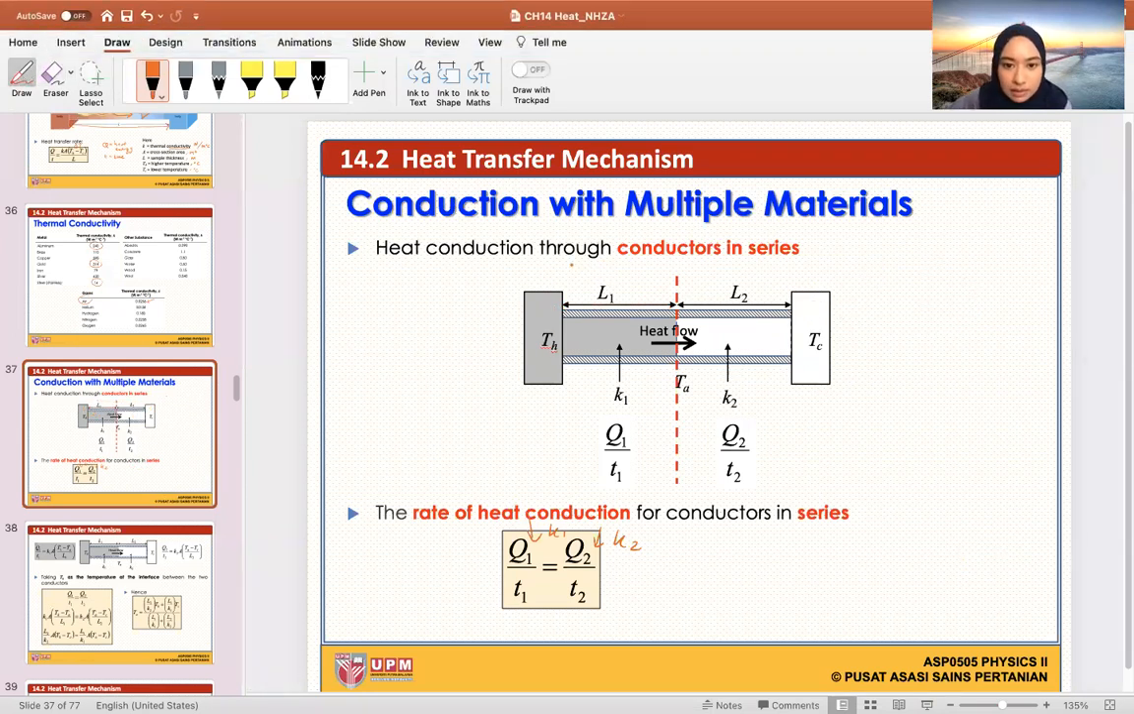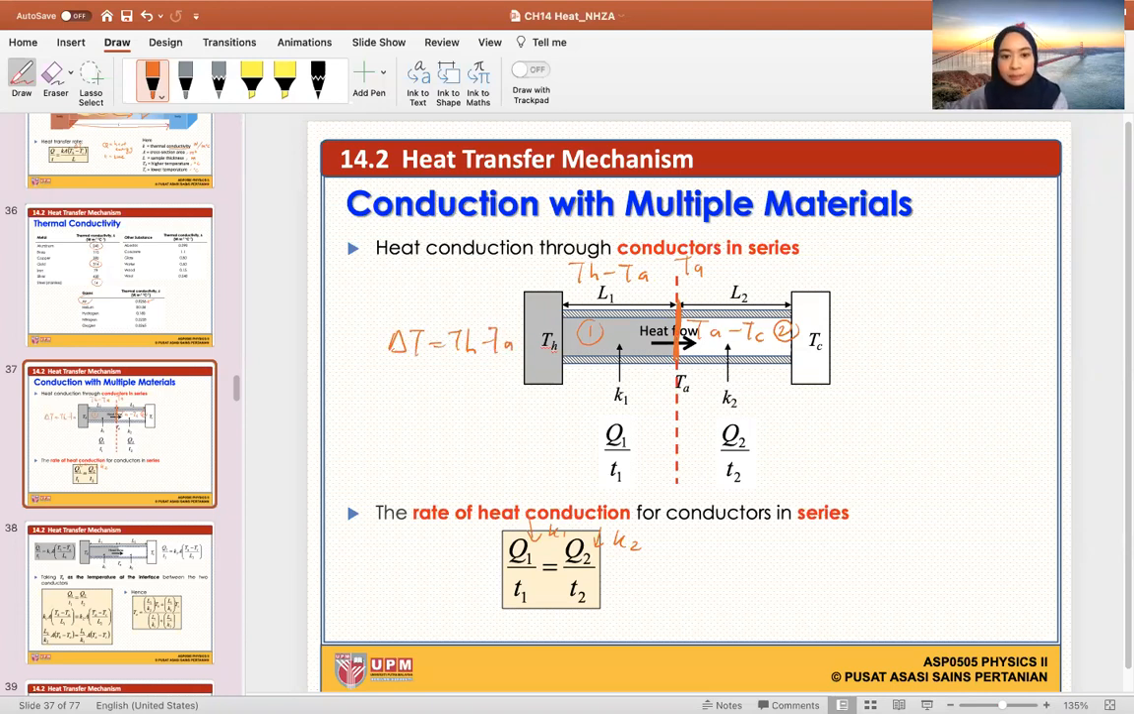Delta T kat sini, this is TH minus TA. This guy is TA. Forgot. Okay, and then this guy is TA minus TC. Okay, kenapa? Kat sini TH material ni, let's say this is material number 1, this is material number 2. Sorry saya kena rewind. Material number 1, the hot source is TH. The cool source is over here. So your delta T is TH minus TA.